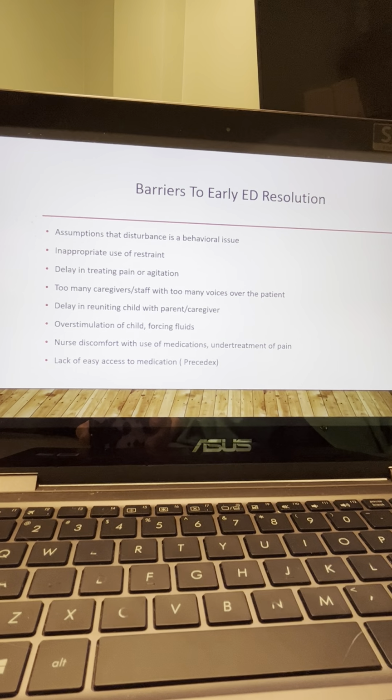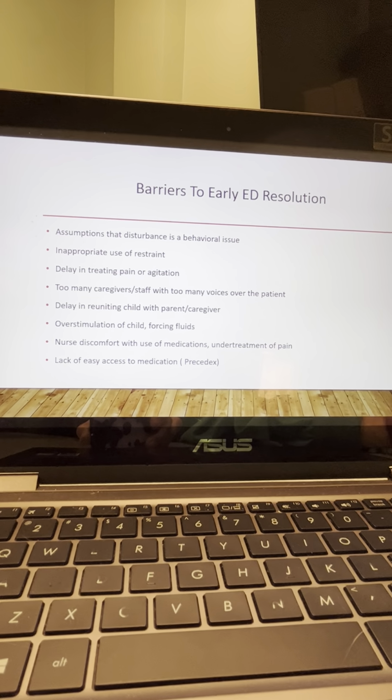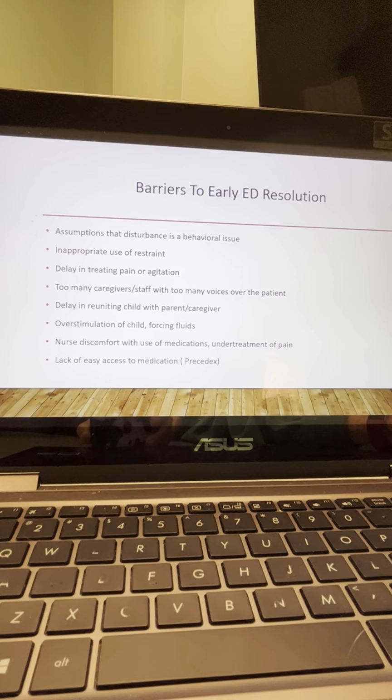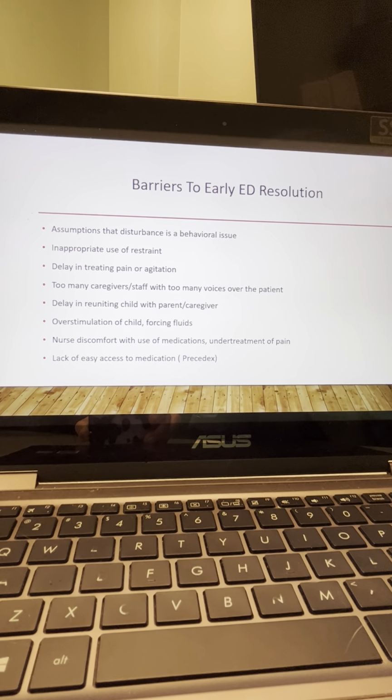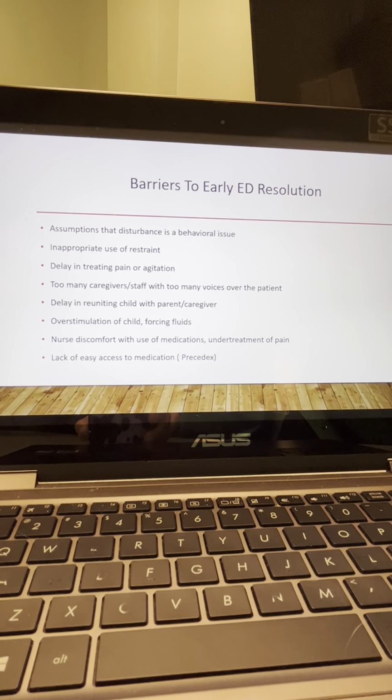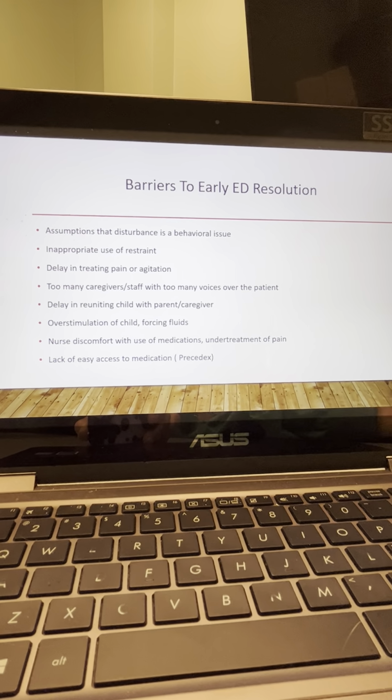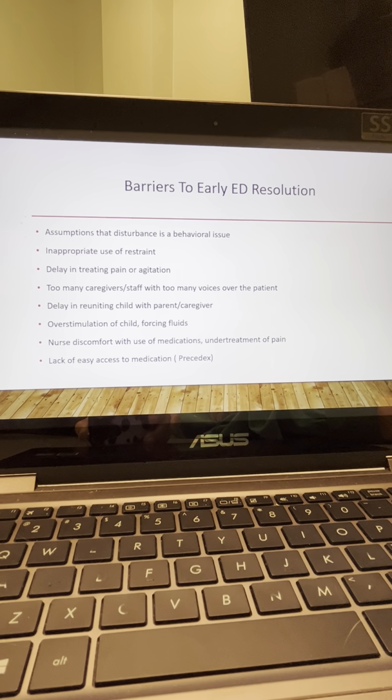Too many caregiver staff with too many voices over the patient. So we just get too much stimulation in PACU some days. It's just better to get a caregiver there, get them in a dark, quiet spot, and just let them chill. Delay in reuniting the child with a parent or caregiver.